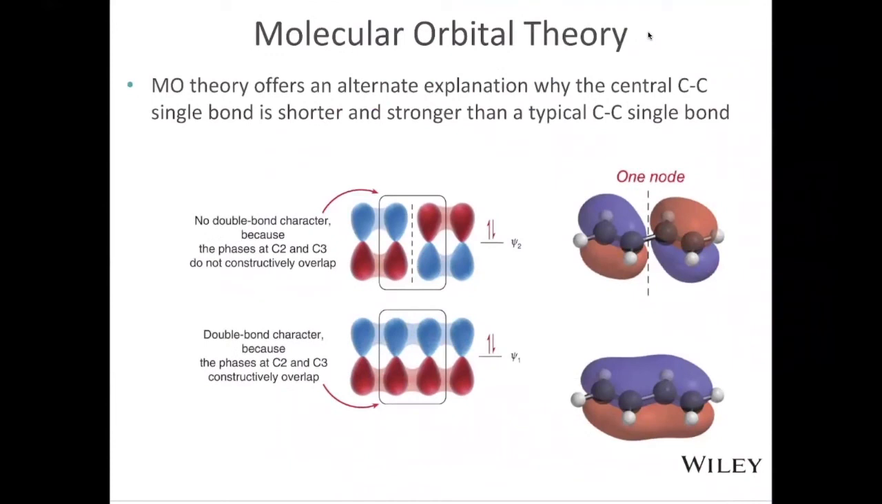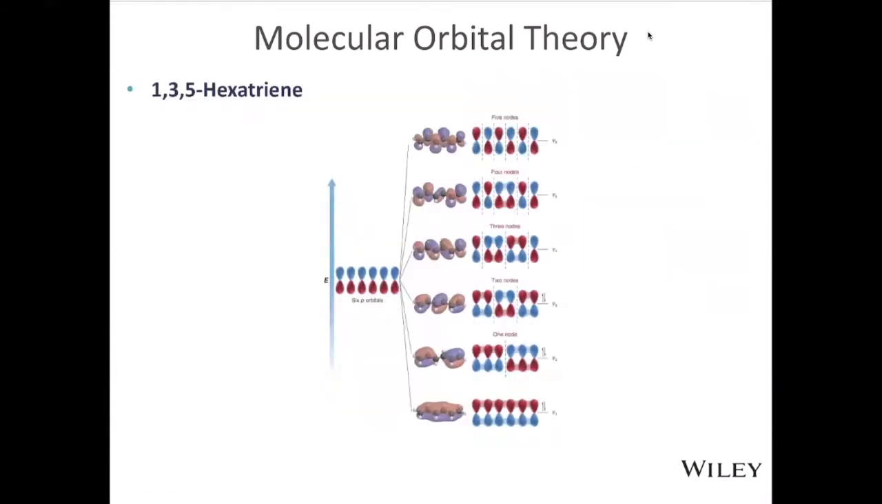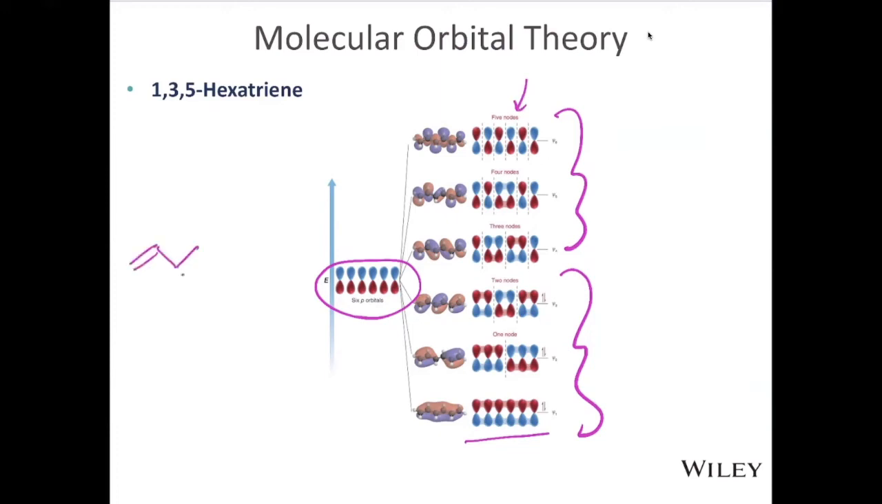So molecular orbital theory offers an alternate explanation as to why that C-C bond is shorter and stronger than a typical sigma bond. And that is because in the lowest energy state of the molecular orbital, this is constructive and that does have partial double bond character. We can go further into hexatriene, where we bring 6 p orbitals together with 6 electrons, 6 molecular orbitals, 3 of which are bonding and 3 of which are antibonding. And again, we have 0 nodes, and then we increase the nodes as we go up, and the highest energy antibonding orbital has 5 nodes. And if you wanted to draw 1,3,5-hexatriene, that would look like this.